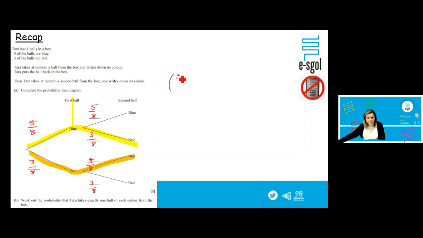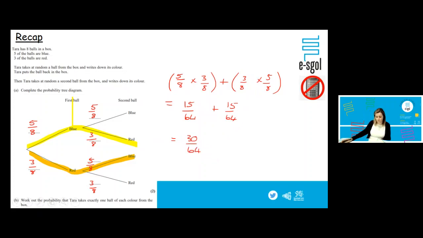Okay, so let's write them out properly. So we've got 5 out of 8 for the blue, multiplied by 3 out of 8 for the red. And then that is then going to be added to 3 over 8 multiplied by 5 over 8 for the orange section at the bottom there. So multiplying your fractions, 15 out of 64, add into another 15 over 64. And remember, don't add the denominators, you're only adding the numerators. Doesn't say to simplify, so you can leave your answer as 30 over 64.